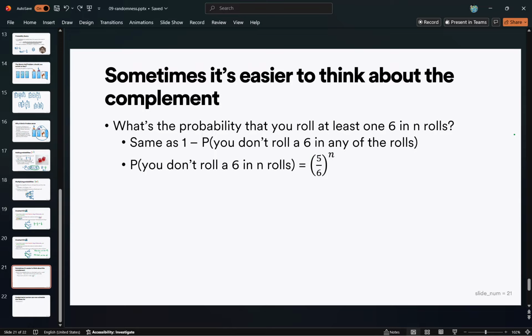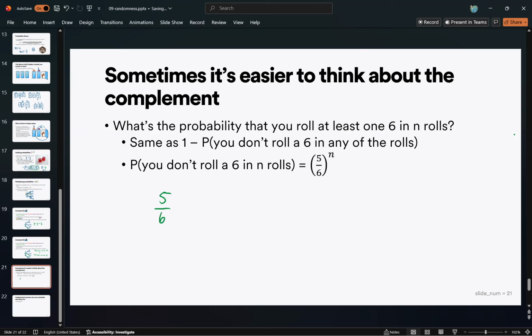All right. So that's the opposite, right? So for example, what are the odds? If it was 5 times, let's say, yeah. What are the odds you didn't get a 6 in 5 rolls?